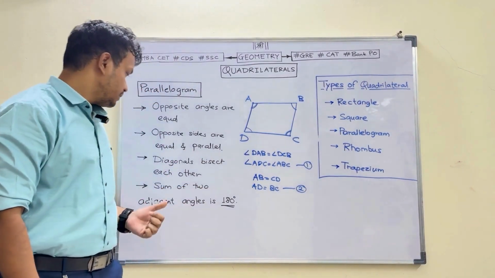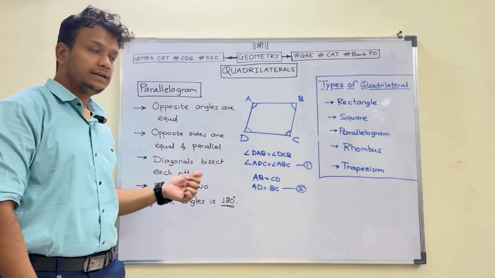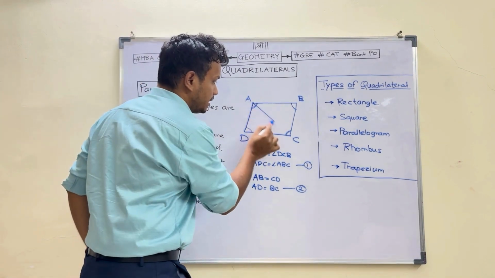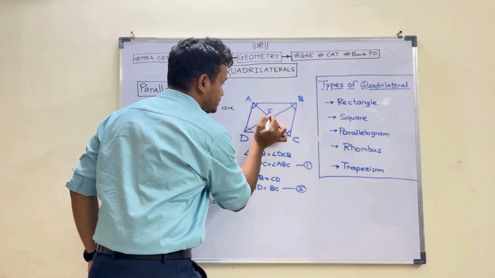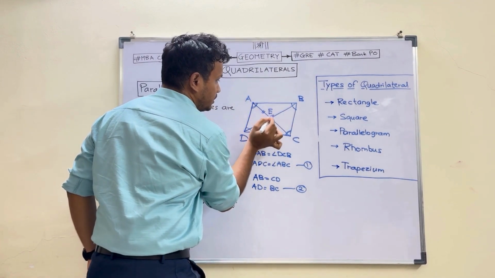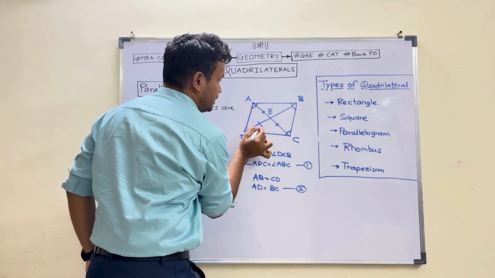Now let's move to the third property. What does it tell us? Diagonals bisect each other. So I'll just draw two diagonals here, diagonal AC and diagonal BD. And E is the intersection point, correct? So I'll just note it here: AE should be equal to EC and DE should be equal to EB.